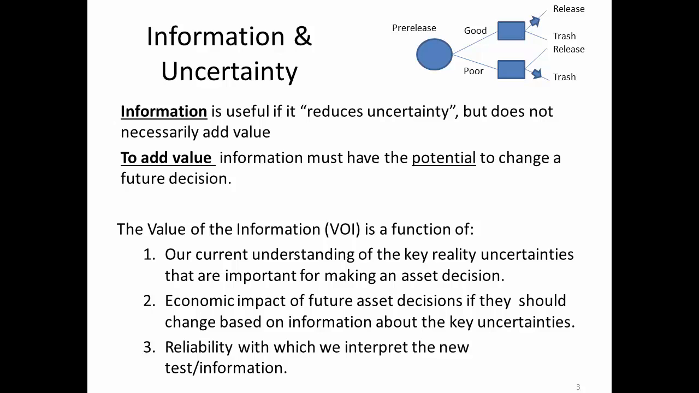The second is the economic impact of future asset decisions, if they should change based on information about the key uncertainties. This is where oftentimes teams get in trouble because they have such a narrow range of alternatives to consider. There can be very little value of information. So considering a wide range of alternatives is actually beneficial to calculating value of information. The third element is the reliability of the information. How do we interpret that test or the information that's acquired?